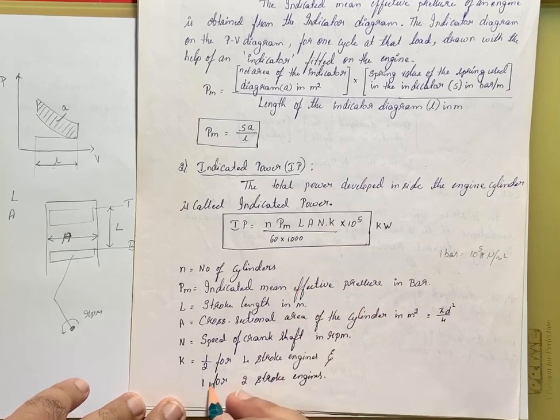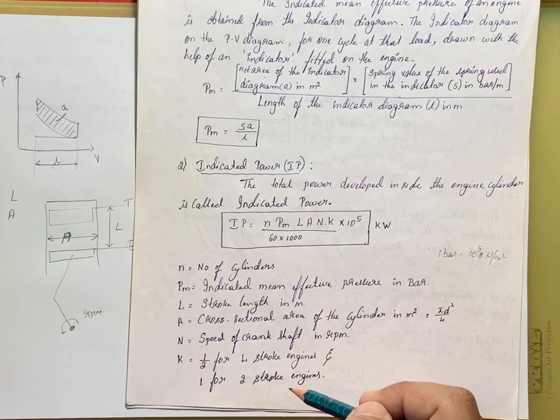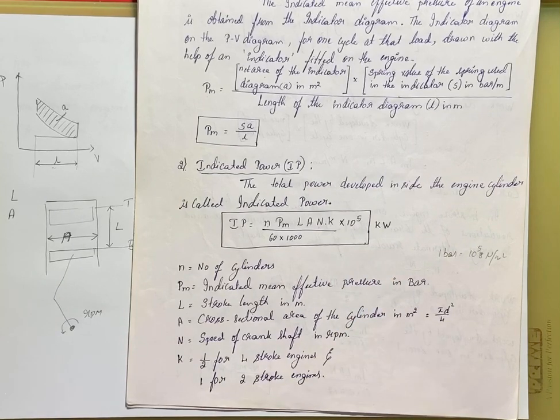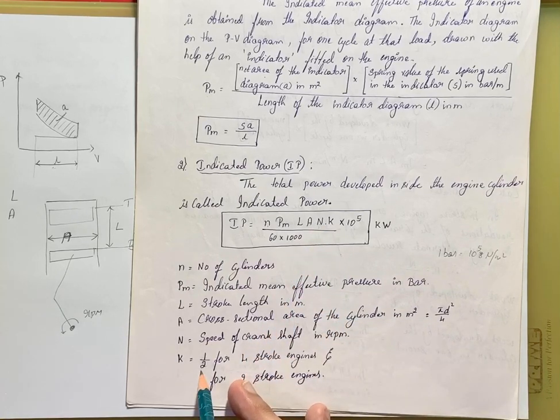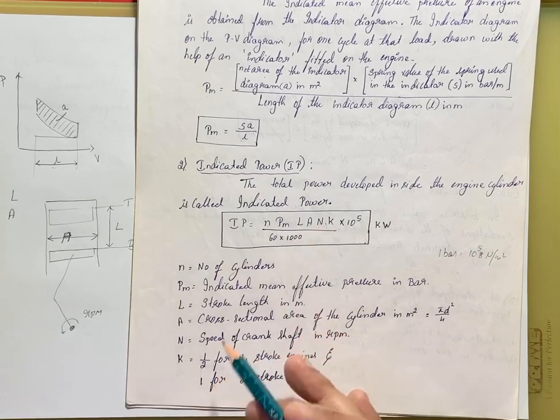K is half for a 4-stroke engine and 1 for a 2-stroke engine. To have the generalized formula, we have this one, because the power is produced in every 2 rotations for a 4-stroke engine. That's why K is equal to half. That means N divided by 2 is used to find IP for a 4-stroke engine.